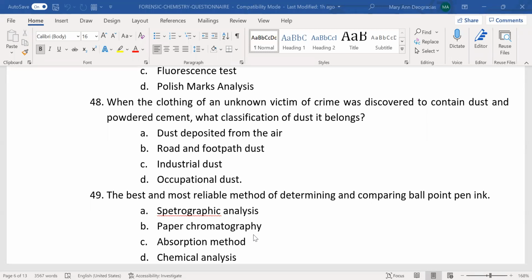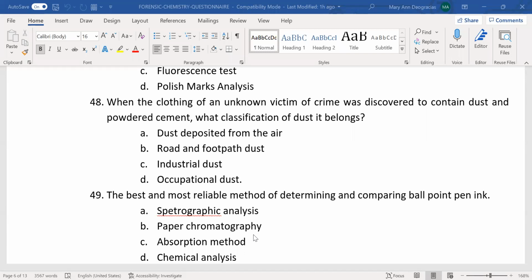A, dust deposited from the air. B, road and footpath dust. C, industrial dust. D, occupational dust. Okay, the answer is delta. So occupational dust, why occupational dust? No? Sino yung victim na yon? Maaring siya ay isang construction worker, di ba? So he might be a construction worker kasi may mga cement, natuyong dried cement doon sa kanyang damit.